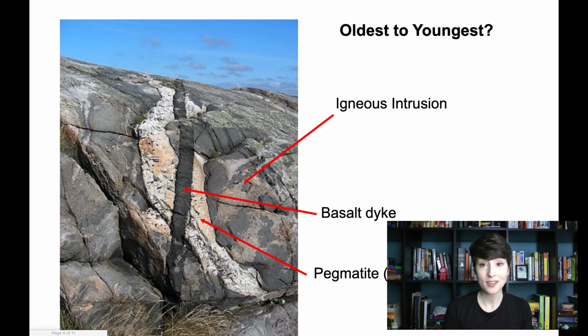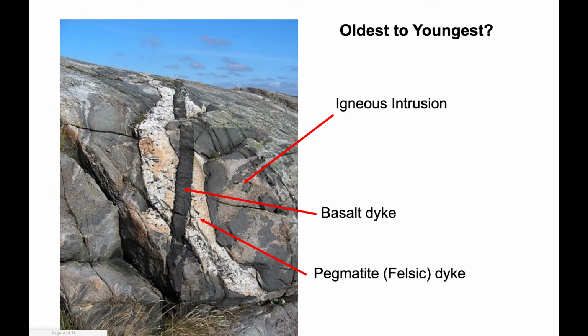Well, we're going to have to use some cross-cutting because they clearly cross-cut each other. The youngest has to be the basaltic dike because it cross-cuts both other types of rock. Next up, we have our felsic dike. It cuts across this older original rock, but the basaltic dike cuts across it.